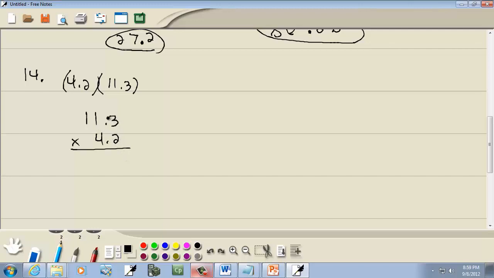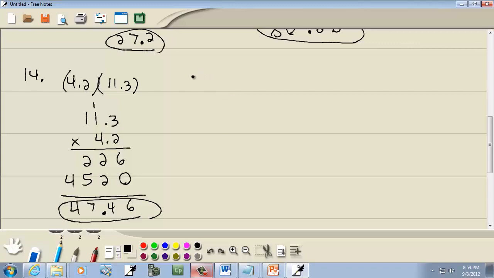Okay. 2 times 3 is 6. 2 times 1 is 2. And 2 times 1 is 2. Now, I'm going to move on to my next digit. But I'm going to put a 0 placeholder here, and then when I start this one, I want to start in this position. 4 times 3 is 12, so put the 2, carry the 1. 4 times 1 is 4, plus 1 is 5, and 4 times 1 is 4. Now add these together, and we've got 4746. We have 1 decimal place here, we have 1 decimal place here, so our answer is going to have 2 decimal places. So that's our answer.